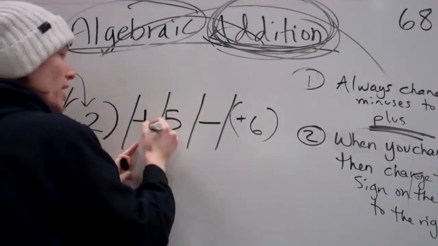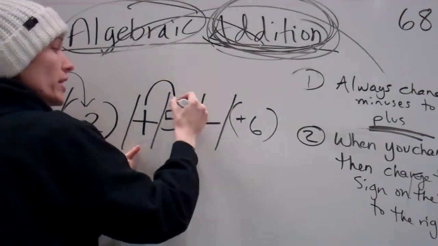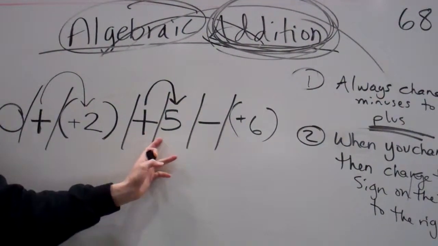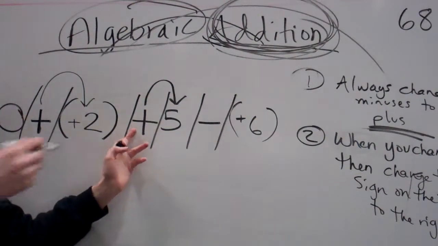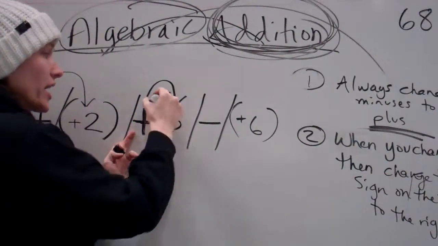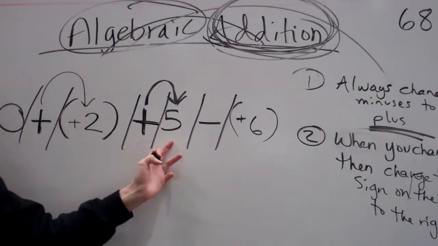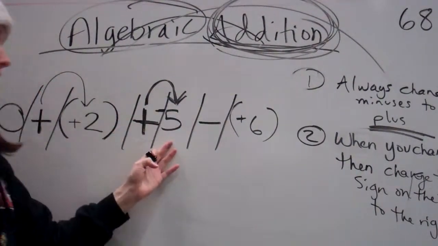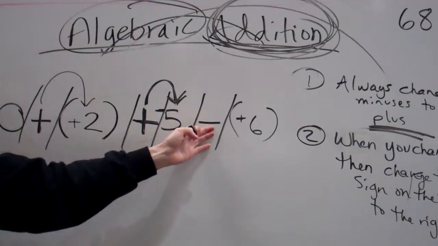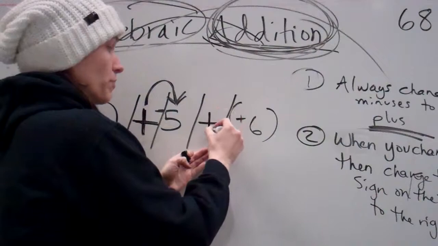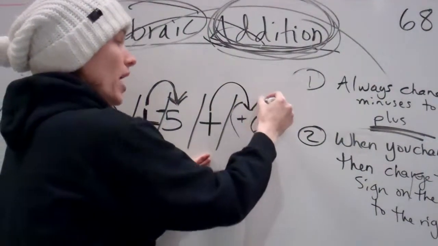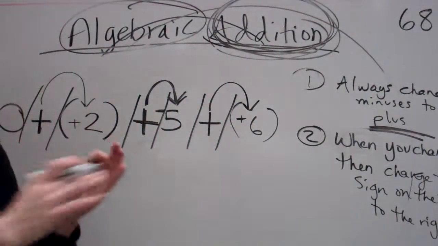I'm going to change it to plus. Okay, this one doesn't have a sign, so what do we assume it is right now? Positive. Okay? But if I change this minus to a plus, what is this 5 going to become? Negative. It's going to become a -5. And this last one, positive. I have a minus. I'm going to change it to a plus, and the sign +6 becomes -6.